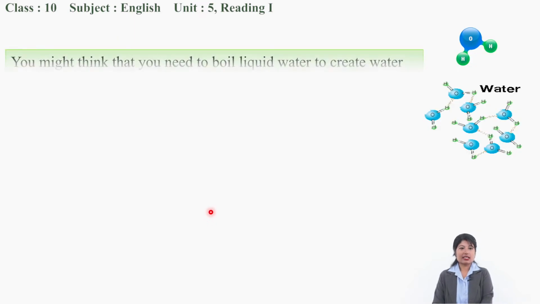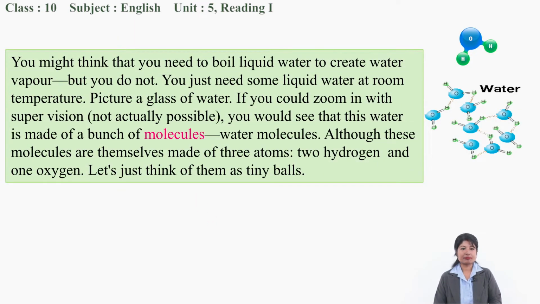Then comes this. You might think that you need to boil liquid to create water vapor. This is the main point we are looking for in this paragraph: are we boiling water at room temperature? We might think we need to boil water to create vapor from it, but you do not. You just need some liquid water at room temperature.